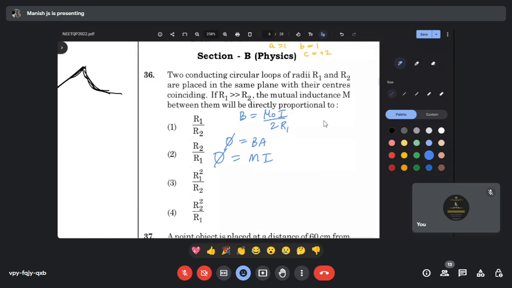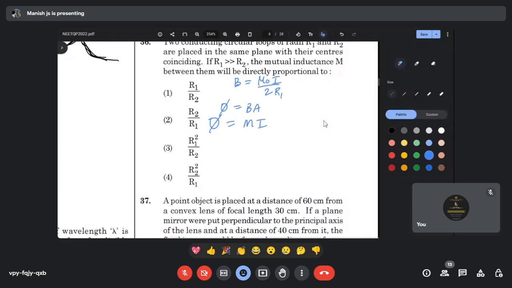Okay, now you substitute the values. So MI is equal to BA. If you use that relationship, so what is phi? Mu naught I upon the first coil, so 2R1, times the area with respect to the second coil, so pi R2 square. So substitute it. So what will be the mutual inductance? So M is equal to, substitute in the second equation, you would get mu naught pi R2 square upon 2R1.